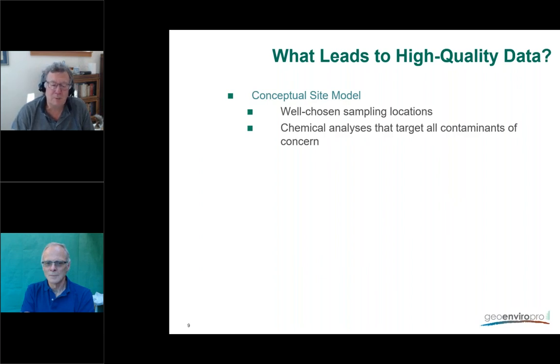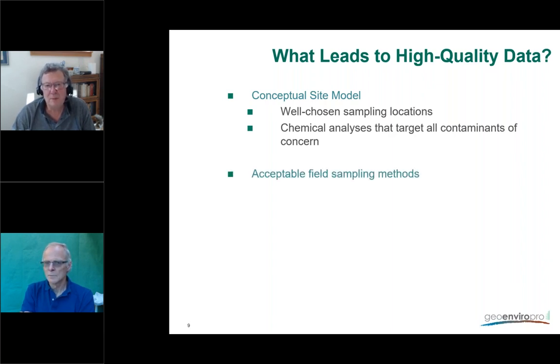Well, first, conceptual site model. And you maybe have seen me talk about this on prior occasions and on other courses, but it's the fundamental tool we use as environmental consultants to try and understand what's happening at a site. In terms of getting good quality data, we use the conceptual model to help us select, I'll call them well-chosen sampling locations. And we target chemical analysis so that it includes the contaminants of concern and maybe some other indicator parameters to help us better understand what's happening at our site.